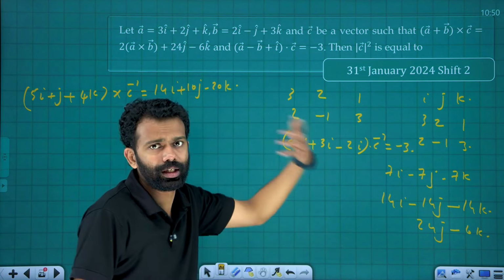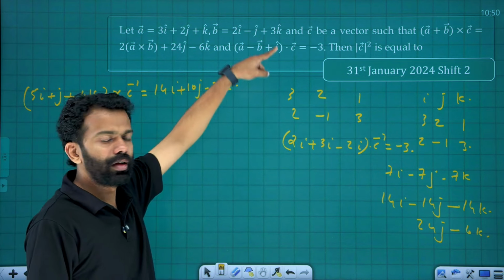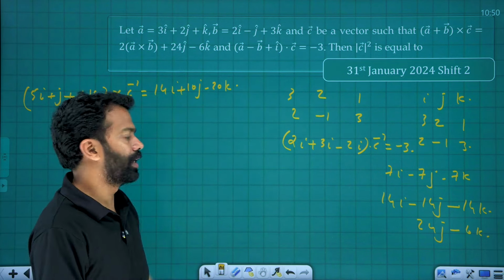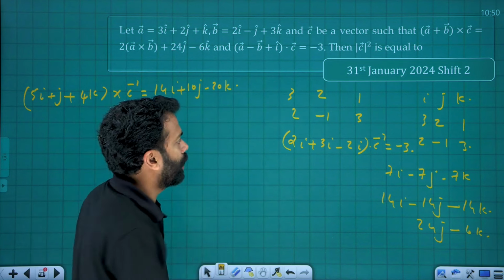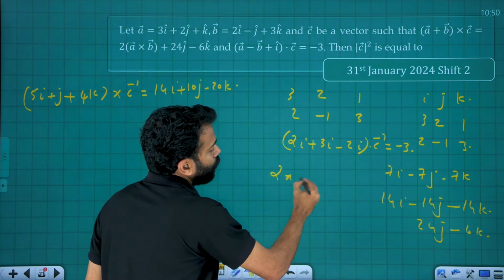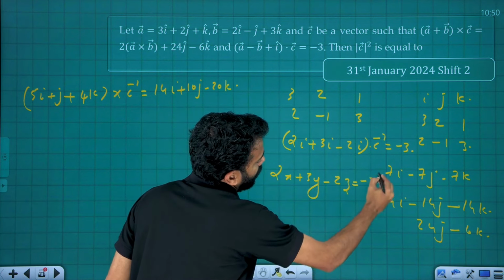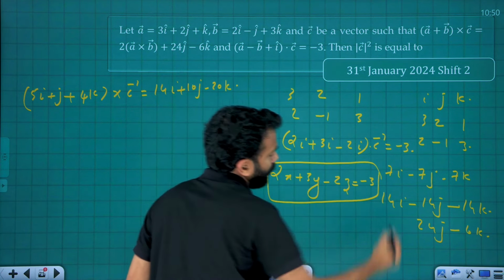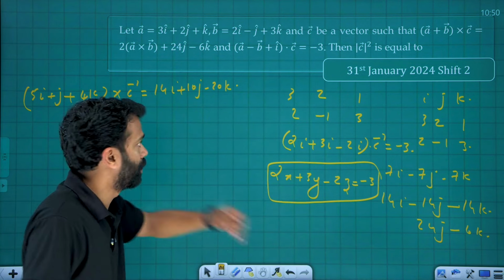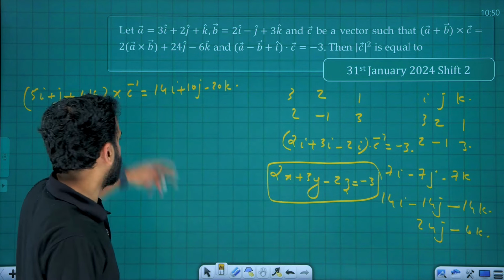C we can assume like in the question we just did before: xi plus yj plus zk. That should be vector C. If you multiply it along with here, you will get 2x plus 3y minus 2z is equal to minus 3. This should be the parent equation. Okay, we can formulate here.